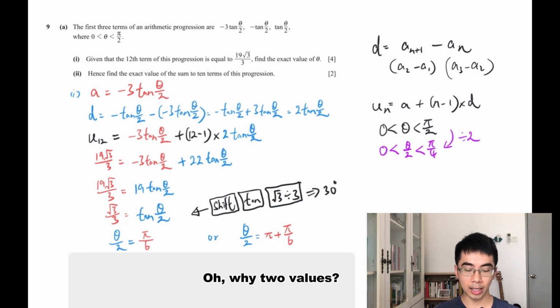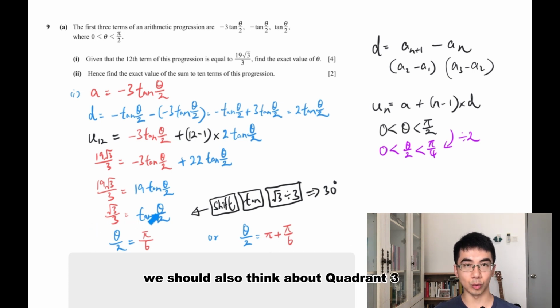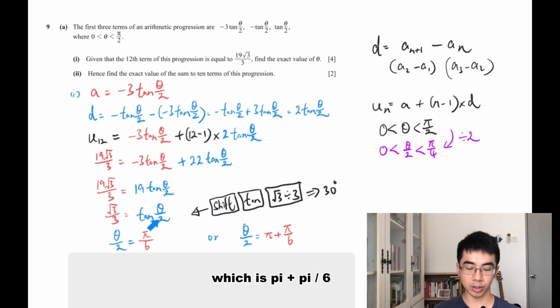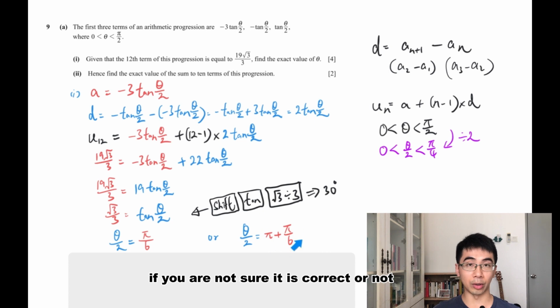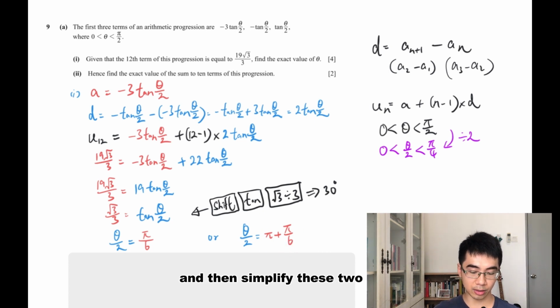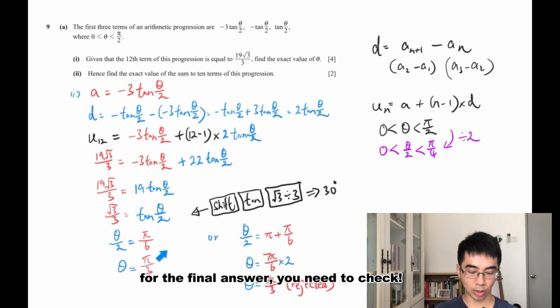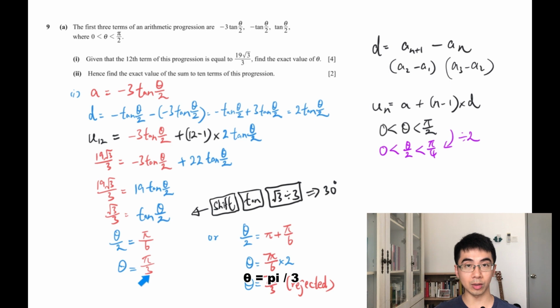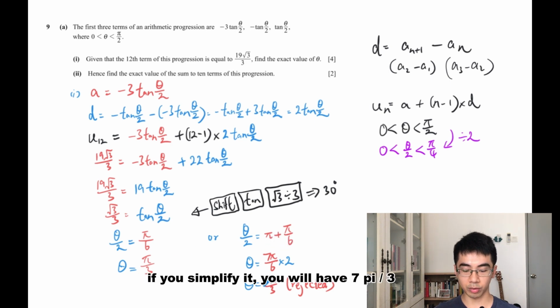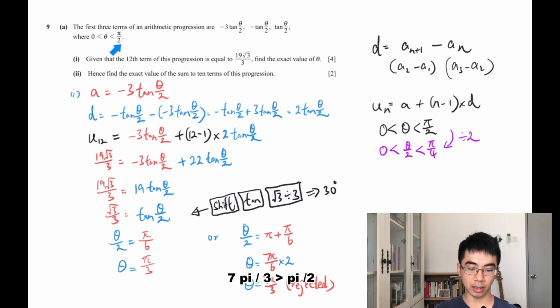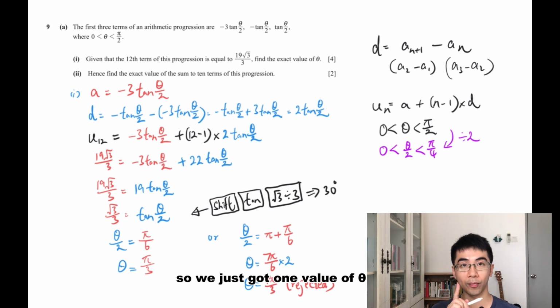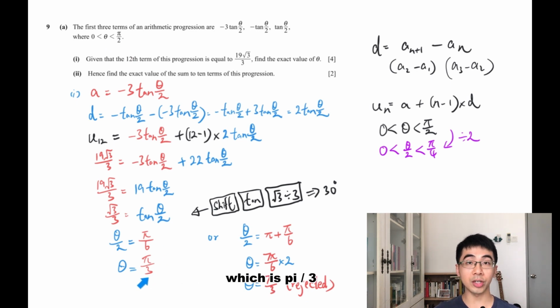Oh, why two values? Positive tangent, we should also think about the quadrant 3, which is pi plus pi over 6. If you are not sure if it is correct or not, just write it down first and then simplify these two. But for the final answer, you need to check. Theta is pi over 3, one answer. And the other one, if you simplify it, you will have 7 pi over 3. But 7 pi over 3 is larger than pi over 2, so it is rejected. So we just got one value of theta, which is pi over 3.